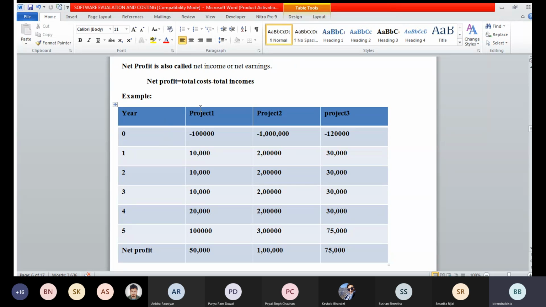So for project A, if I consider this as project 1, the net profit is 50,000, whereas for project 2 the net profit is 100,000, whereas for project 3 the net profit is 75,000. So using this very simple technique among these projects, I'm going to select project 2 because I'm getting the bigger return from project 2 compared to project 1 and project 3.